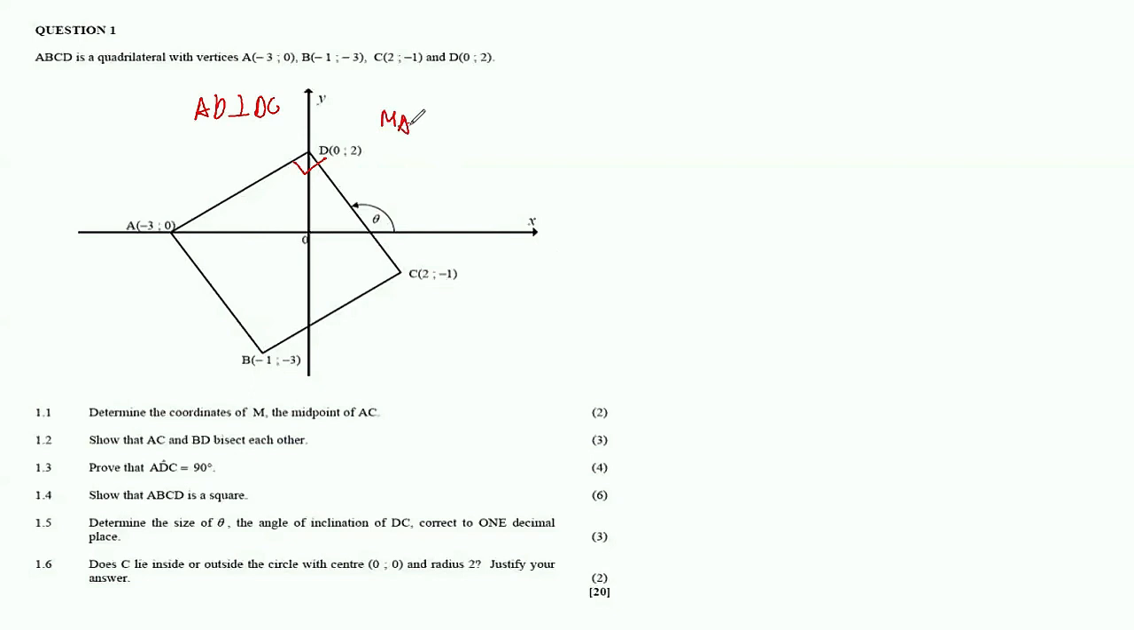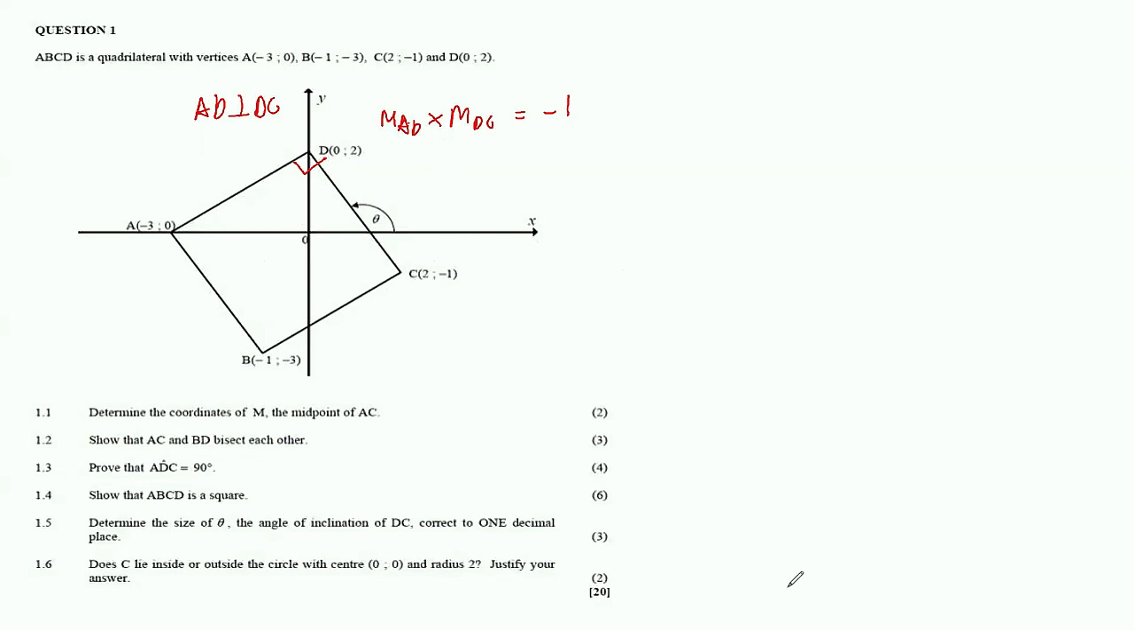So if I say gradient of AD multiplied by gradient of DC, then I have to produce -1. So now I can try to look at it using this approach. I'm just trying to prove that AD will be perpendicular to DC. That means if I calculate the gradient of AD and the gradient of DC, then multiply them together, and they give me -1, this would prove that the two lines are perpendicular.